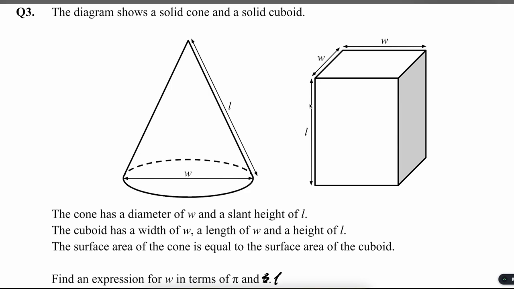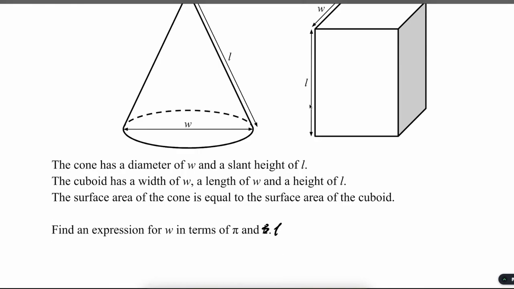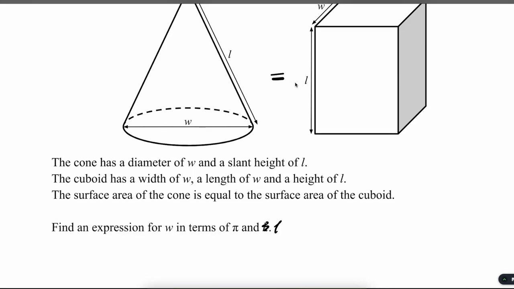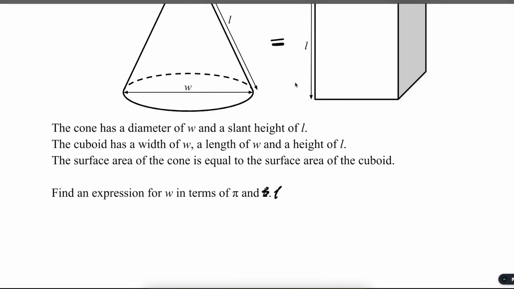Question 3. The diagram shows a solid cone and a solid cuboid. The cone has a diameter of w and a slant height of l. The cuboid has a width of w and a length of w and a height of l. The surface area of the cone is equal to the surface area of the cuboid. So their surface areas are equal. Find an expression for w in terms of pi and l. Okay.